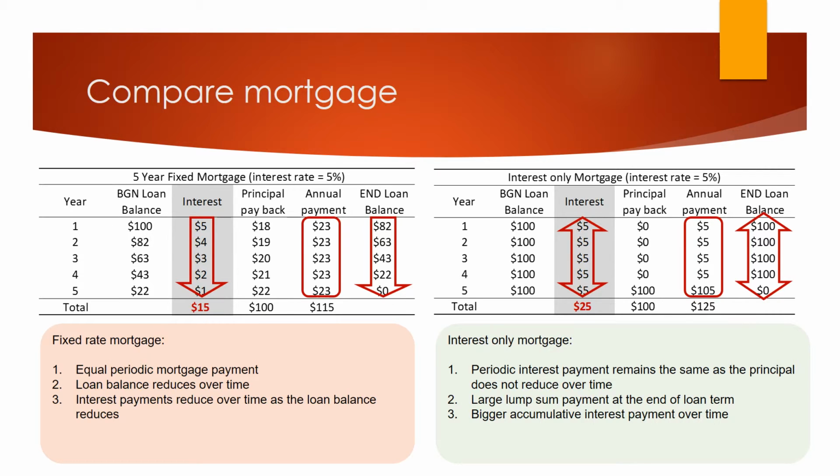As the numbers show, the cumulative interest expense for this fixed-rate mortgage is $15 over 5 years, while the total interest expense for the interest-only loan is $25. So, even with the same interest rate, the interest-only loan is more expensive. In reality, the interest rate on interest-only mortgage is usually higher than a fixed-rate mortgage because the lender bears more risk on an interest-only loan.